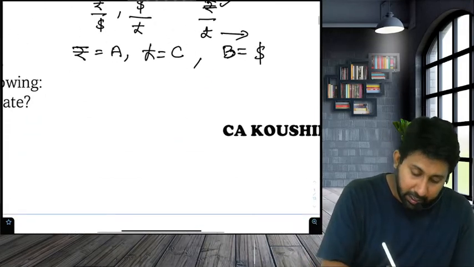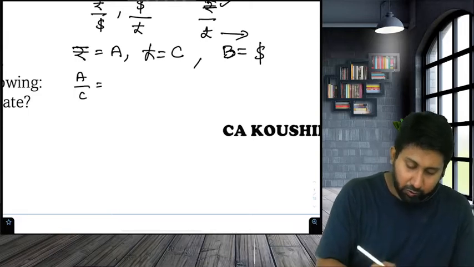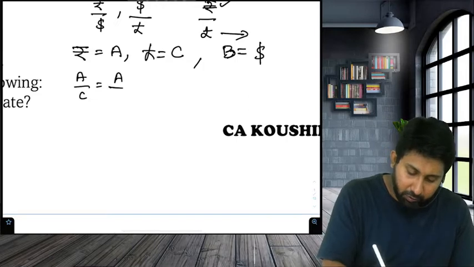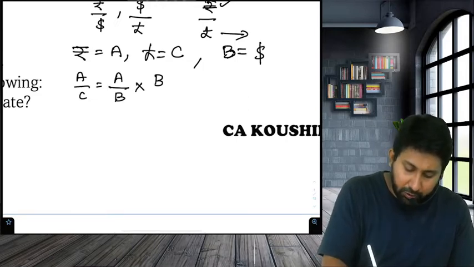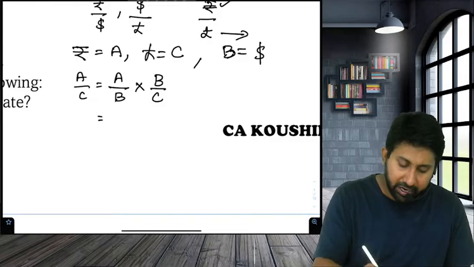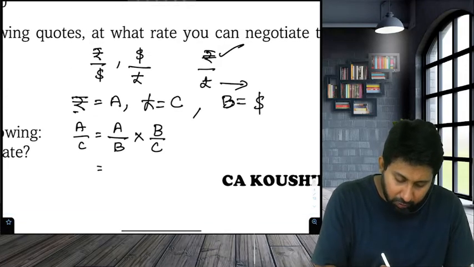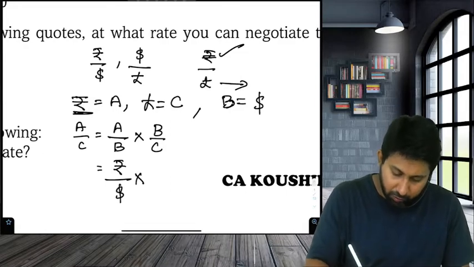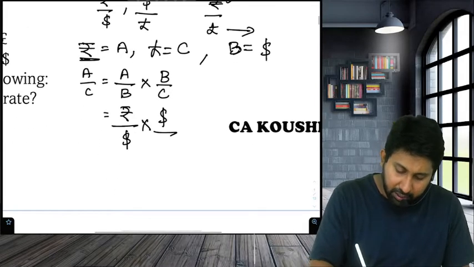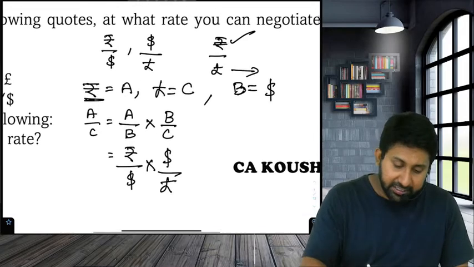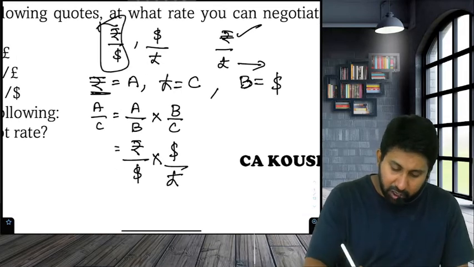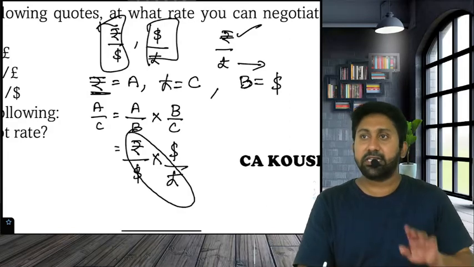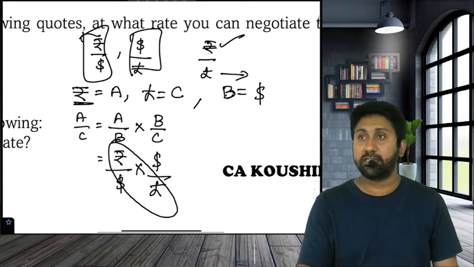Now see here. A by C equal to rupee by pound you want, not pound by rupee. A by C equal to A by B into B by C. Means how to write? A by B, A means rupee. Rupee by dollar into B means dollar by pound. Rupee by dollar is getting traded or not? Yes. Dollar by pound is traded or not? Yes. Then you can calculate rupee per pound. This is how you can calculate a cross currency quotation.